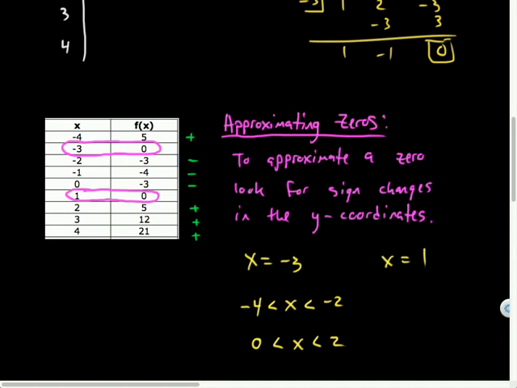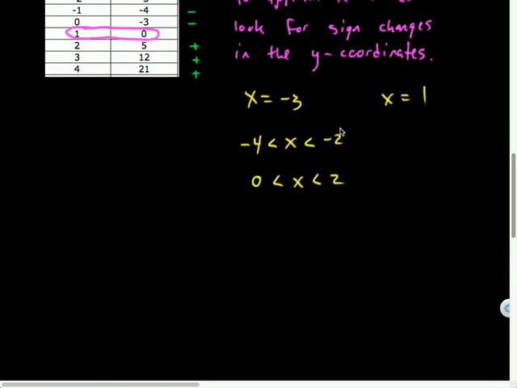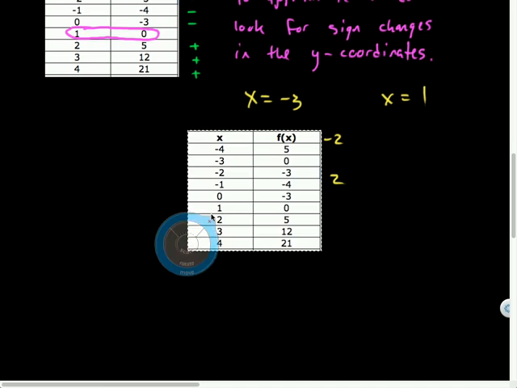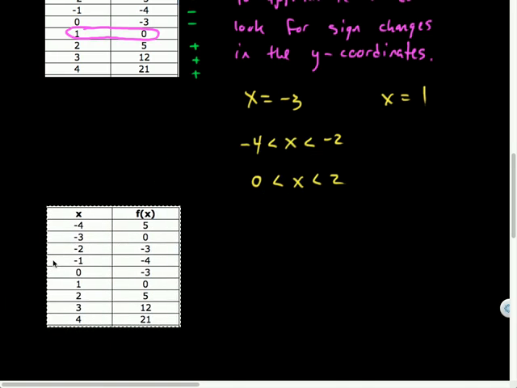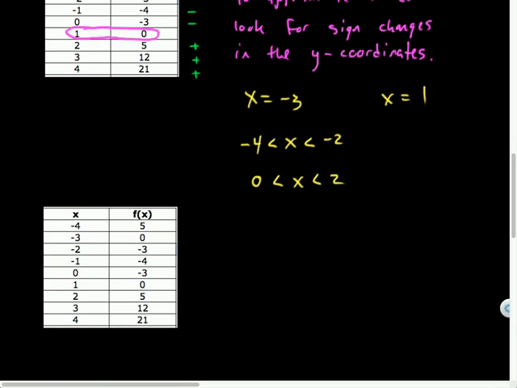What about approximating maximum or minimum values? Here's the same table. So what if I want to approximate minimum values?